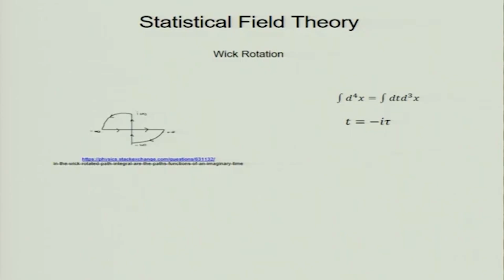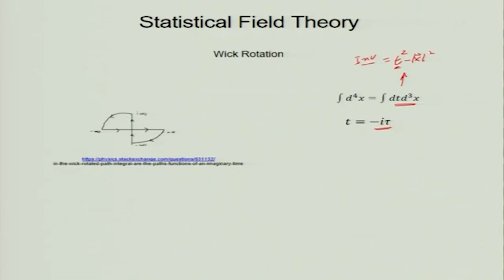So, space and time, t and x, are different, but I want to convert to Euclidean space where all of them are on the same footing. We had discussed before that t squared minus vector x squared is a Lorentz invariant quantity, but I do not like the minus sign, I want a plus sign. So, what should I do? I replace t by minus i tau.